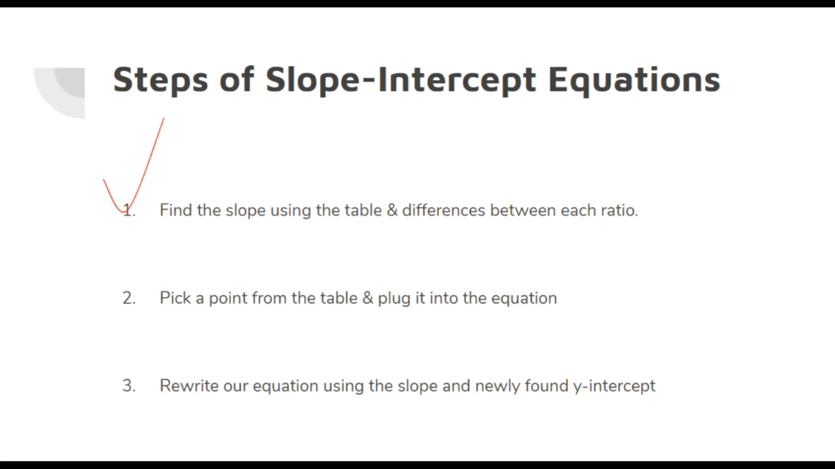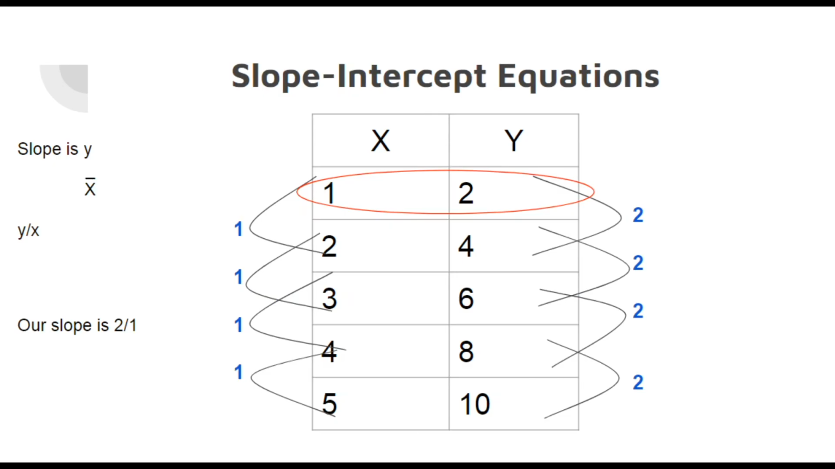Alright, so we have our first step down. And so now we have to plug a point into the slope-intercept equation. So I'm going to use 1 and 2, this first ordered pair, because it has 1 in it, which makes it pretty simple. I personally try to use a point that has 1 in it. So remember that our slope is y over x, 2 over 1.